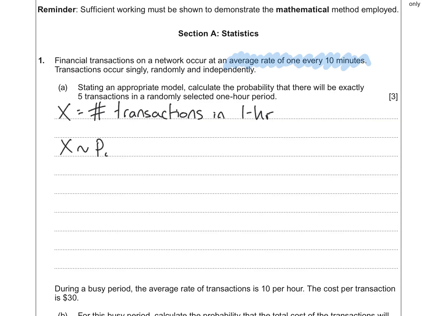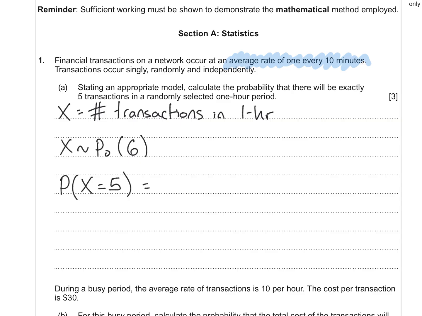We know it's Poisson, but what's slightly different here is in the question it talks to us about an average rate of 1 every 10 minutes, and then we're looking at an hour period. So 1 every 10 minutes would mean that we'd expect on average 6 per hour. Then looking at the actual question part, find the probability there will be exactly 5 transactions. So we're looking for the probability that x is equal to 5 in this one, okay?